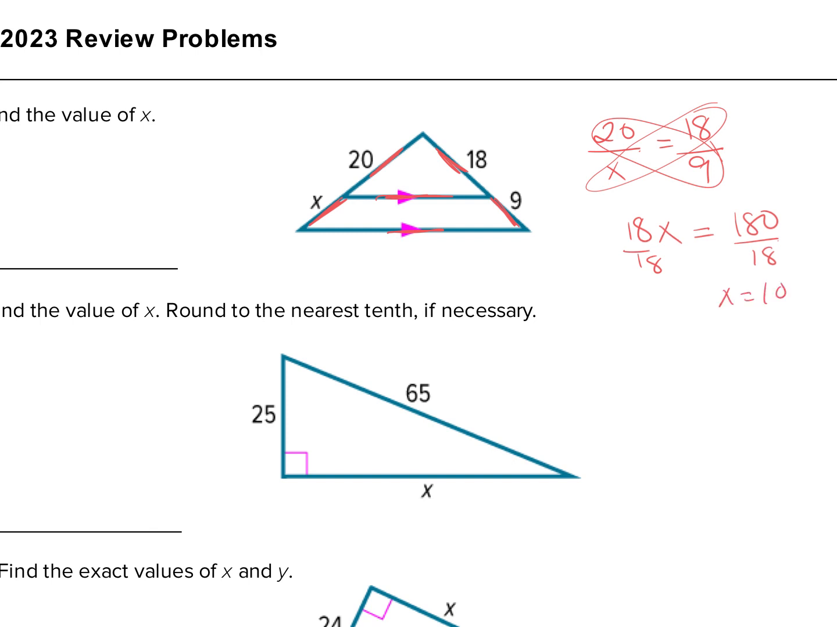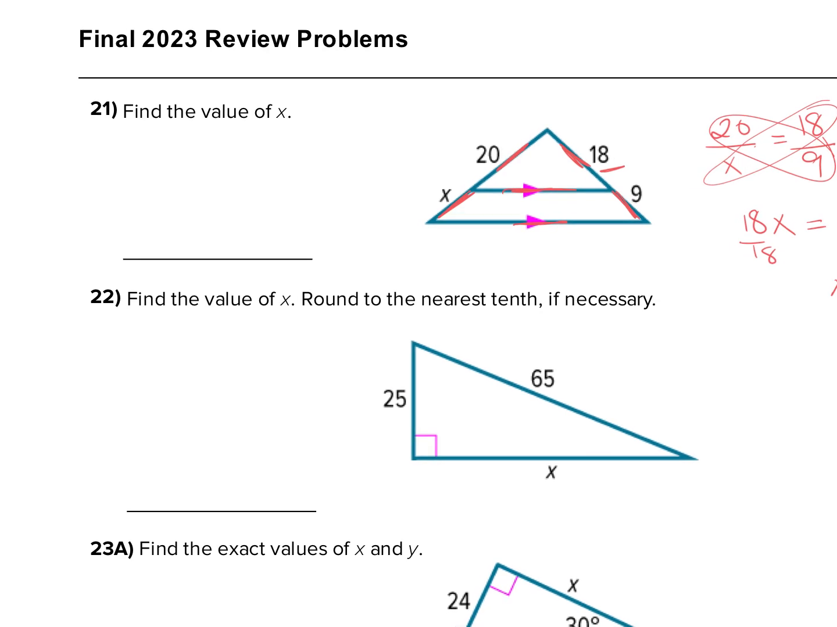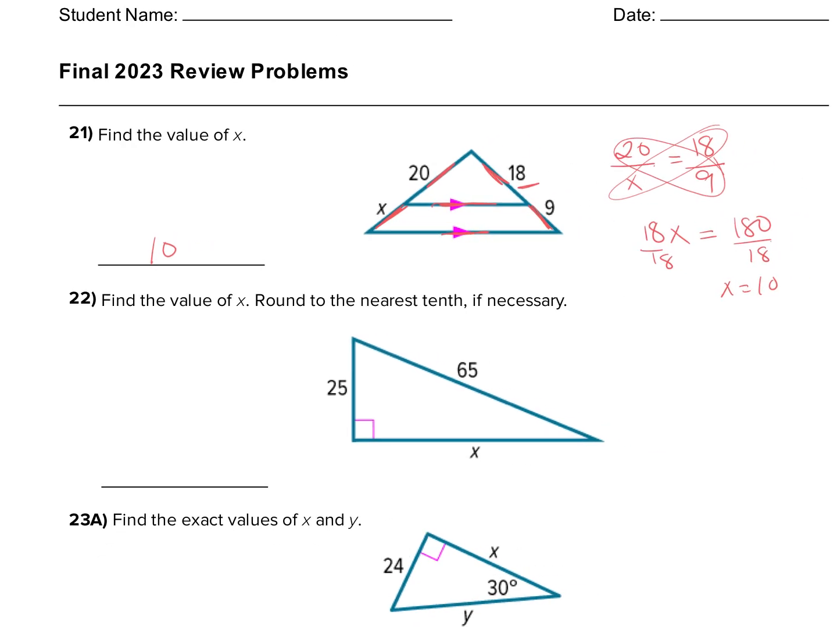Now, you could also simply notice that 9 is half of 18. So half of 20 is 10. So if you have nice whole numbers where you notice the relationship between one pair of sides, you can also just apply that same scale factor or that same relationship to the other side as well.